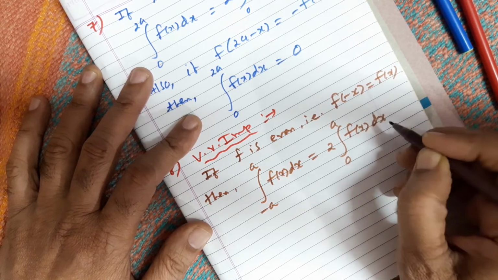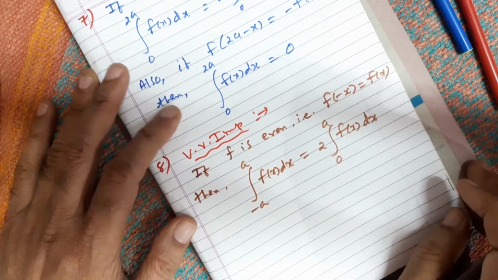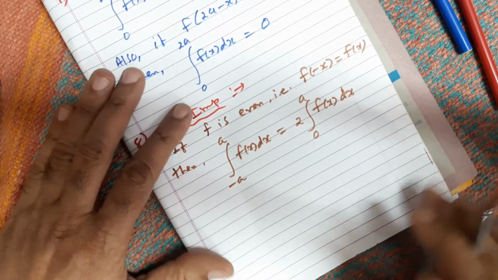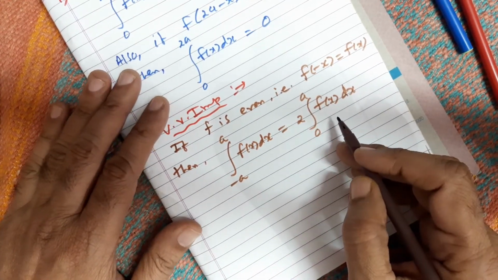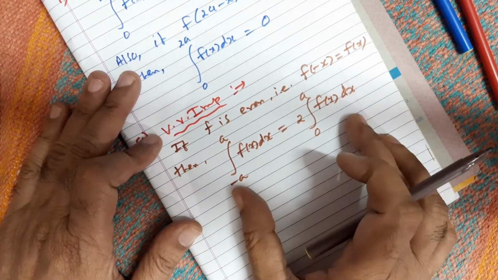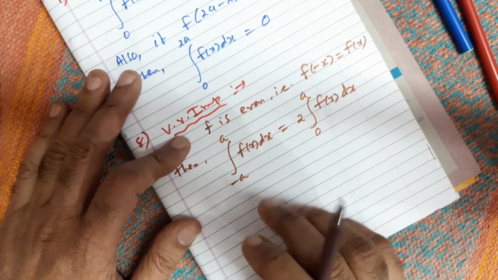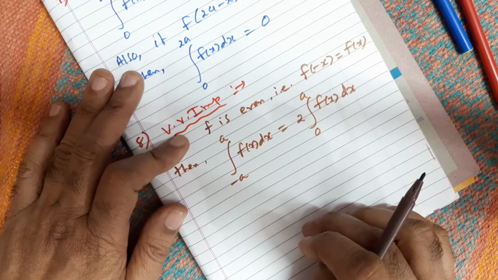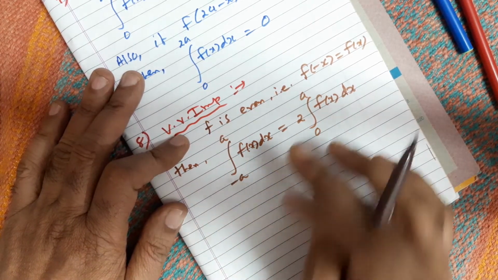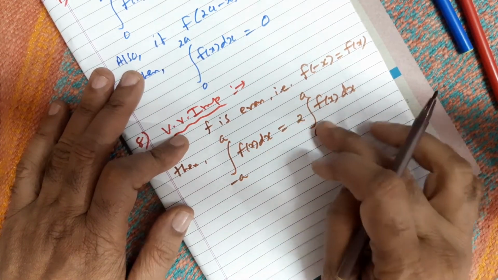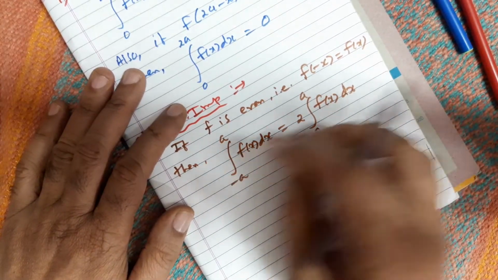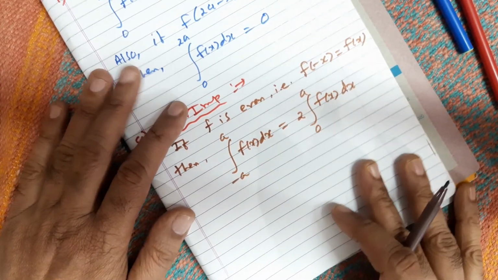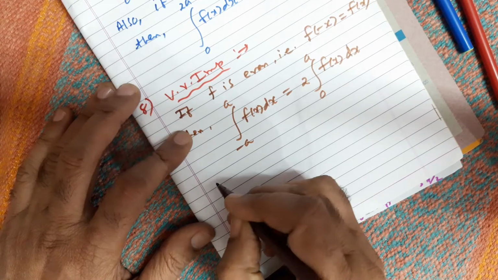In fact, the proof is there, but we are not going for the proof. Just remember this as a formula. For example, if it is minus pi by 2 to pi by 2, and the function is even, then minus pi by 2 to pi by 2 I can write as 2 times 0 to pi by 2, and whatever the function is. Okay, clear?